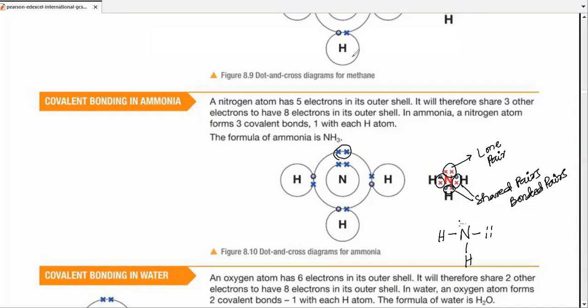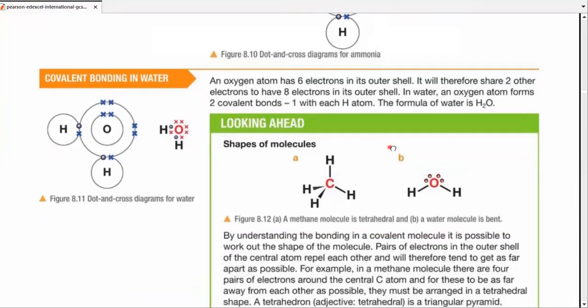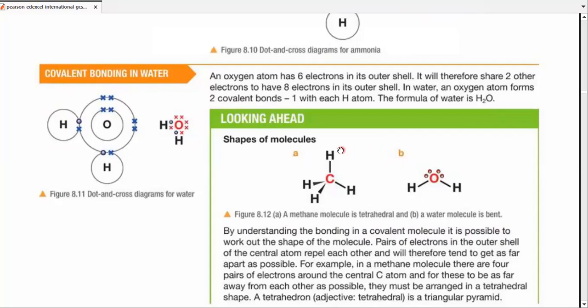Moving on to the structure of water. Oxygen has 6 electrons in its outermost shell. So what happens is that it's going to only share 2 and complete its octet, 8 electrons in its outermost shell, 1 with each hydrogen atom. So the formula becomes H2O, and you would see that it has 2 lone pairs and it has 2 bonded pairs or shared pairs, right?